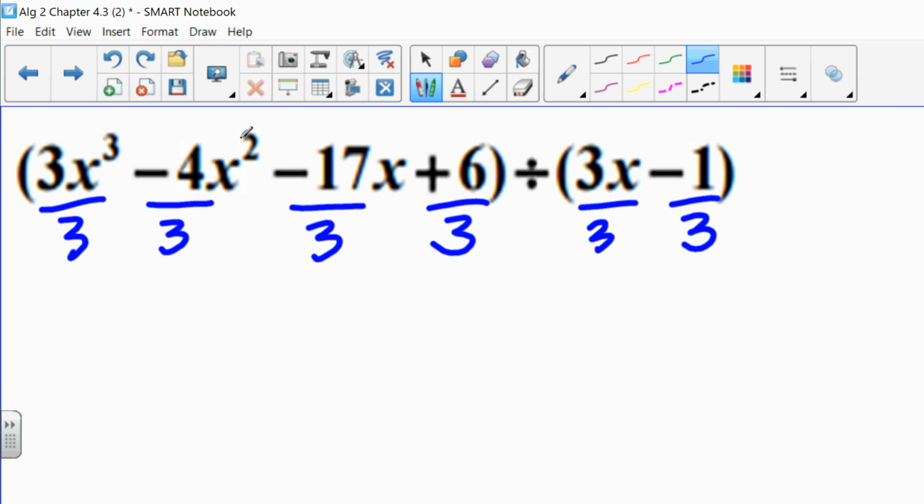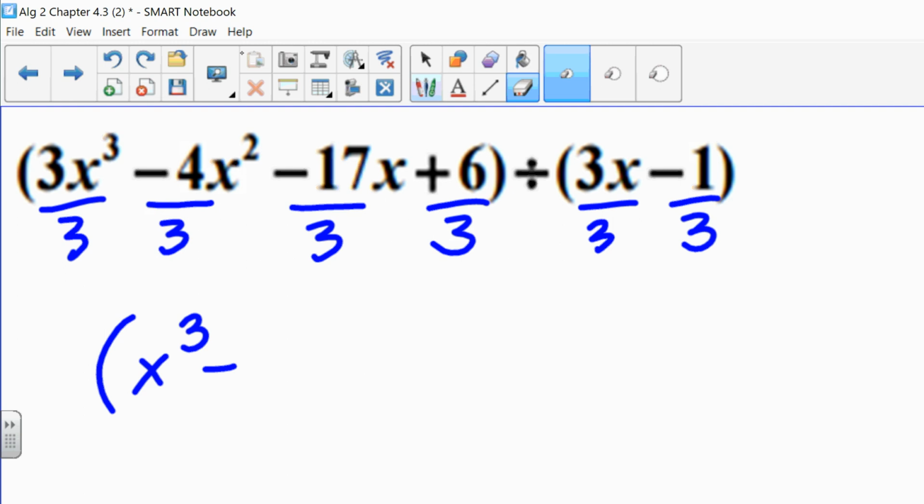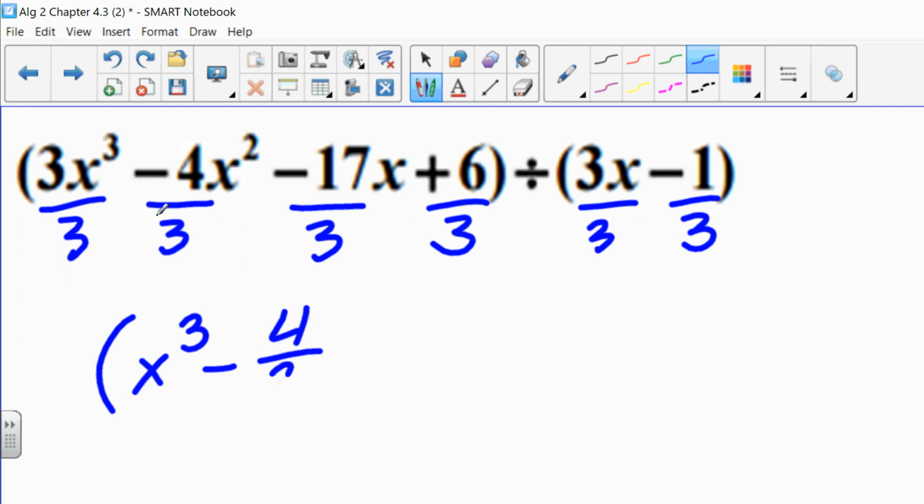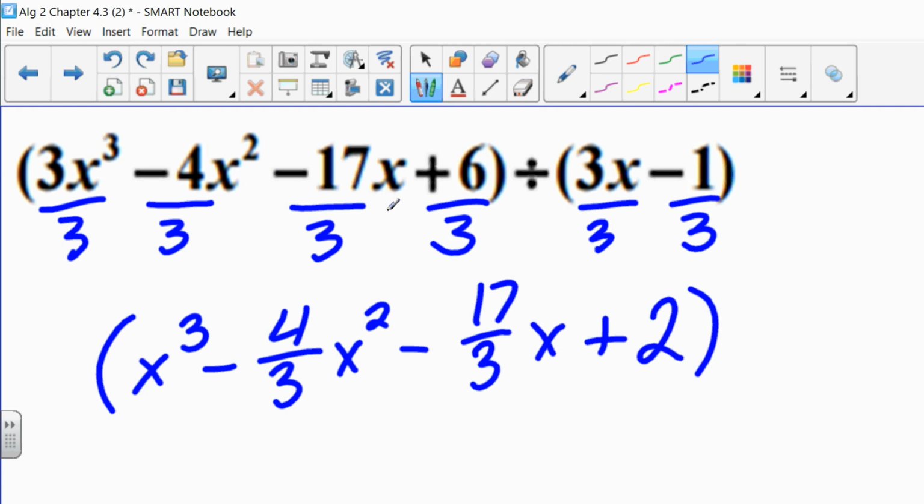So if we divide everything by 3, we get x cubed minus, not 4, 4/3 x squared minus 17/3 x plus 2. Now, because the 4/3 won't reduce, it doesn't divide evenly, and 17/3 won't simplify evenly, we'll leave them as this here.